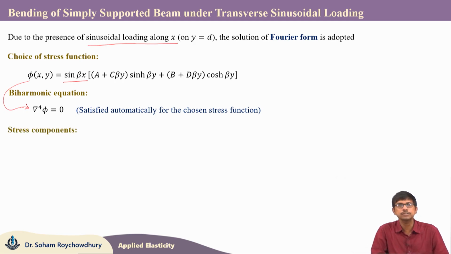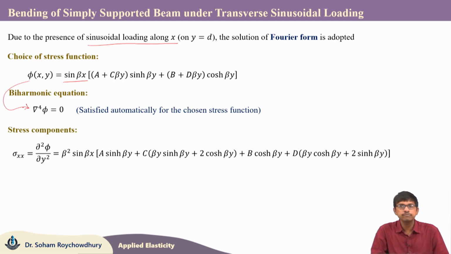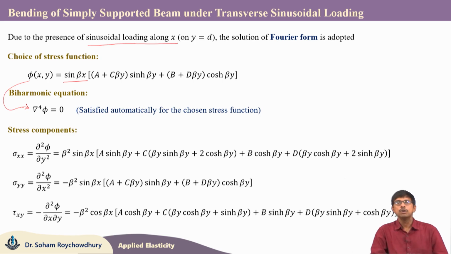Now, coming to the stress components, with this form of phi, if we obtain sigma xx, sigma yy and tau xy, we will be getting the 3 stresses like this. These 3 equations you will be getting for the 3 non-zero in plane stress components sigma xx, sigma yy, tau xy. Now, these 3 stresses involve 4 unknown constants a, b, c and d, which we need to obtain by using the boundary conditions.